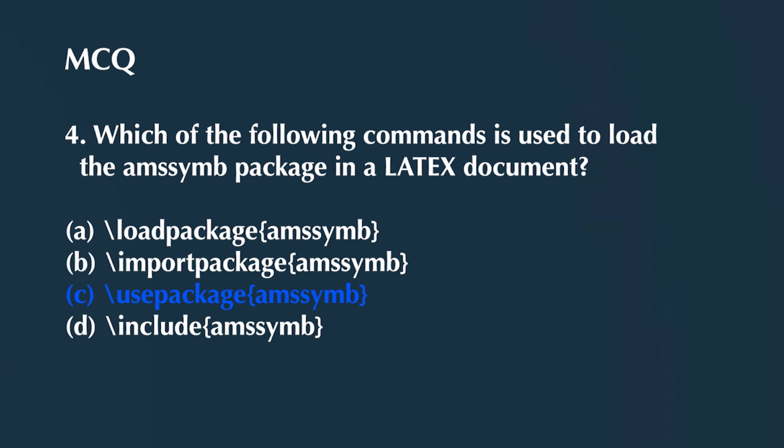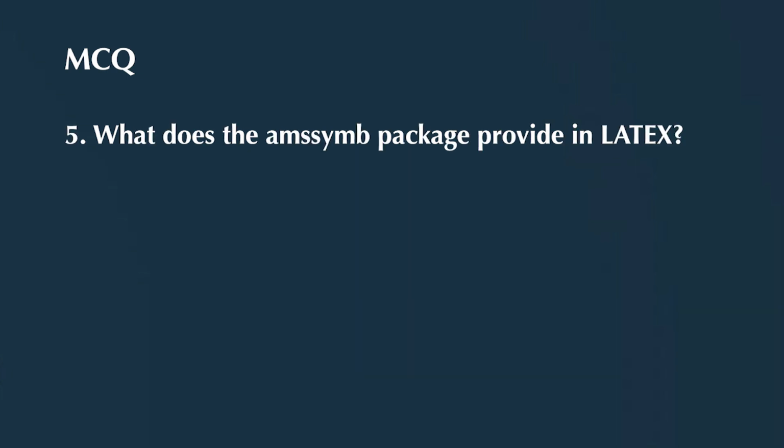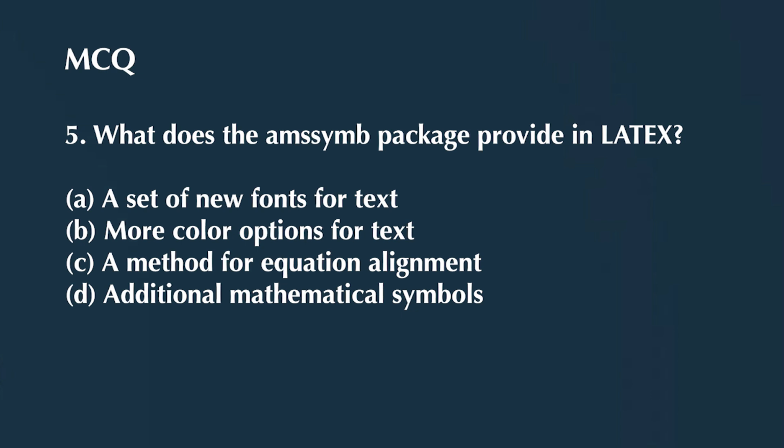Let's look at the last question. What does the amssymb package provide in LaTeX? Options are a set of new fonts for text, more color options for text, a method for equation alignment, additional mathematical symbols. So the correct answer is obviously additional mathematical symbols.